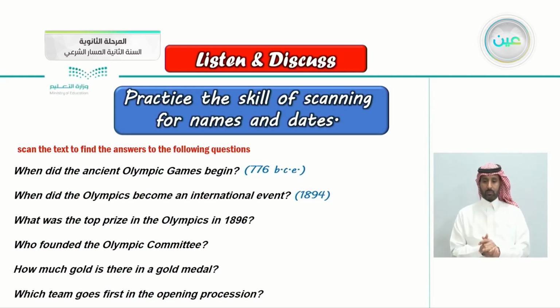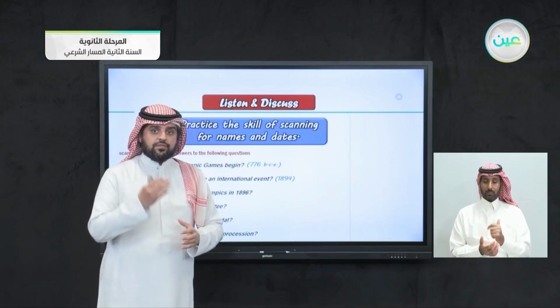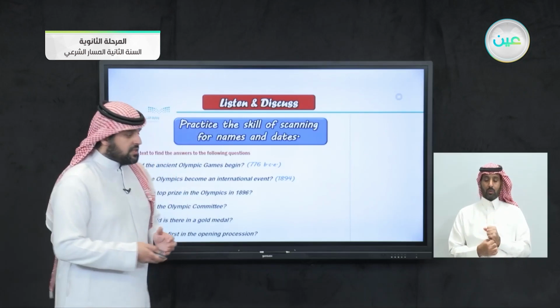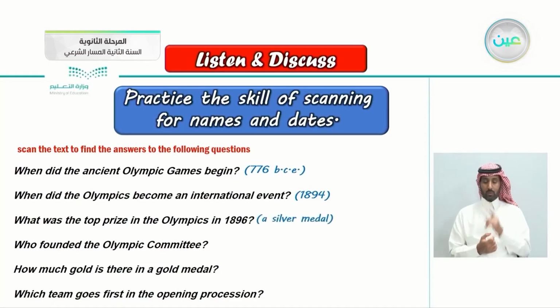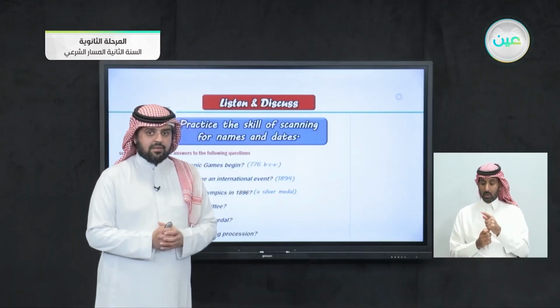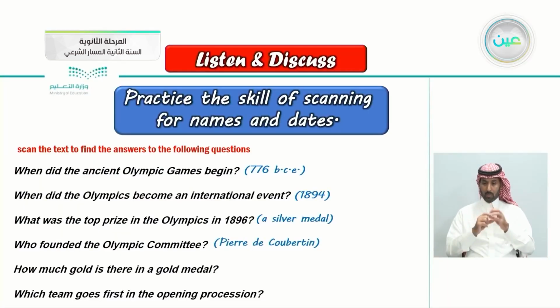What was the top prize in the Olympics in 1896? In 1896, what was the top prize? If you get the first place, do you get a gold medal? Of course not. You get a silver medal. Who founded the Olympic Committee? We just mentioned his name earlier. So that's correct. The Frenchman who is also responsible for the Olympics becoming international is Pierre de Coubertin.